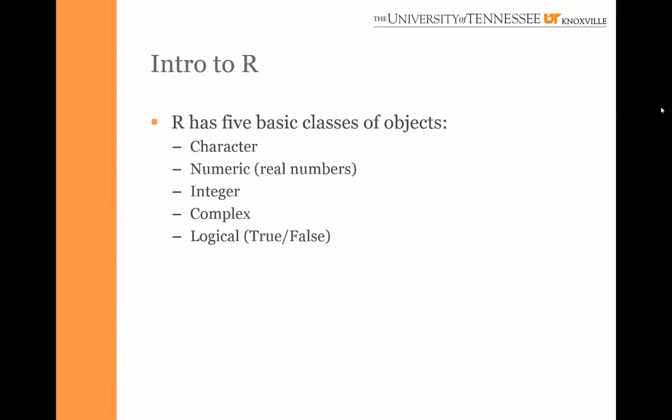Some of you may be familiar with these, some of you may not, but don't worry, we're gonna refresh your memory if you have seen these before. If you haven't, we're gonna go through everything again. So in R, we have 5 basic objects: character, numeric, integer, complex, logical. It should be very, very similar to a lot of other programming languages you've seen.